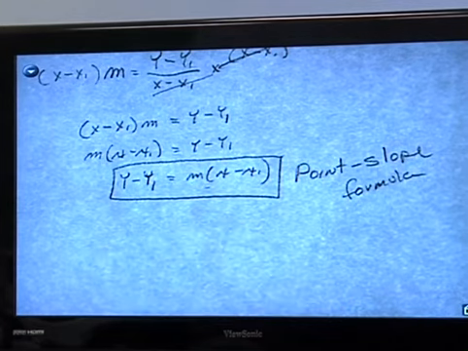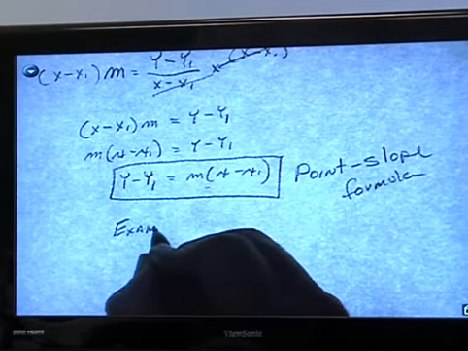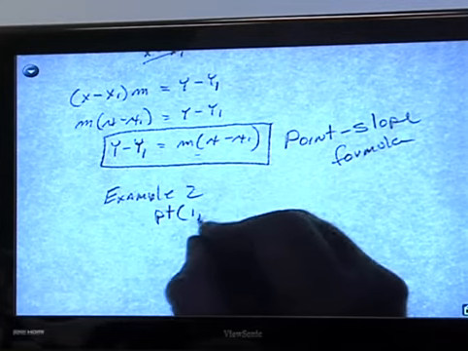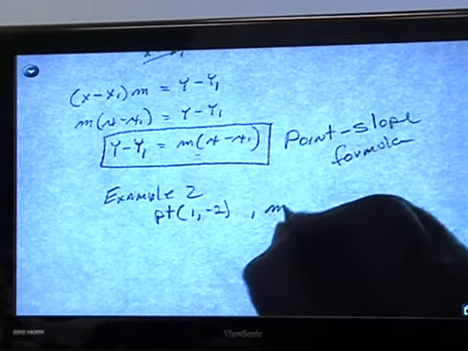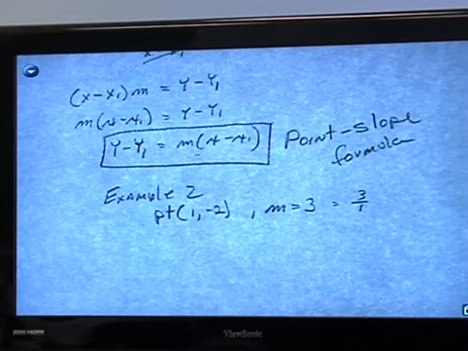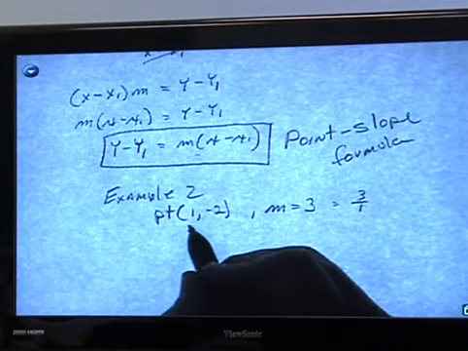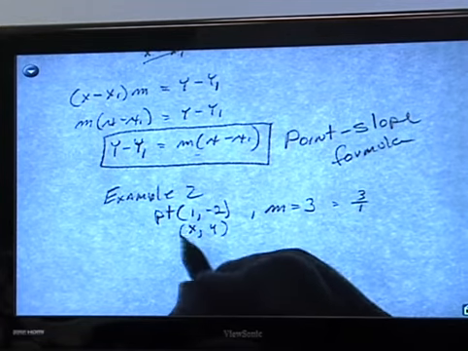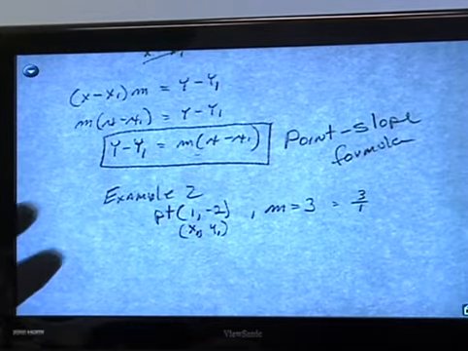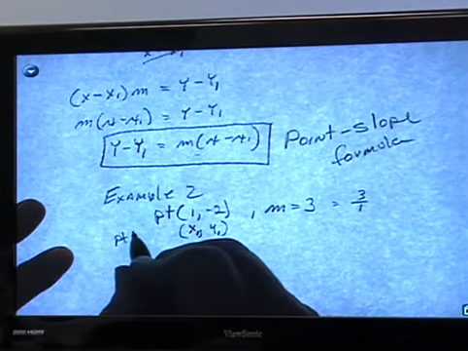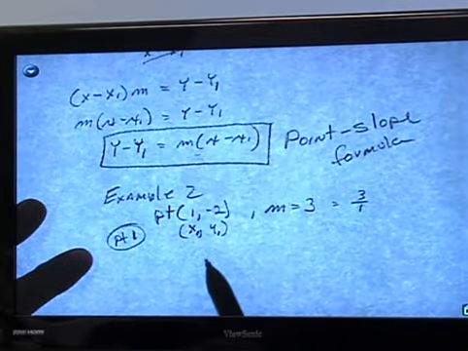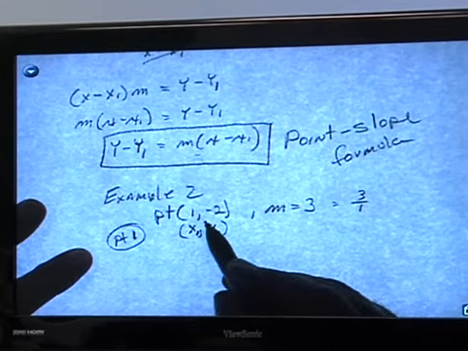So, example 2. We're given a point, 1, minus 2, and we're given the slope of 3. We could rewrite this as 3 over 1, right? This is our x value, and this is our y value for this point. This is point 1, so this is x sub 1, and this is y sub 1. So we're going to use this formula and find the equation for a line that passes through this point and has this slope.